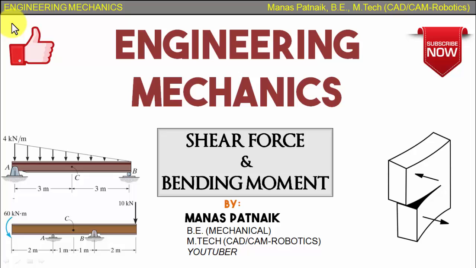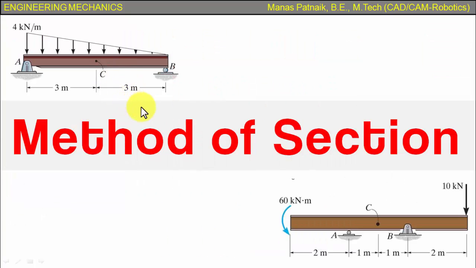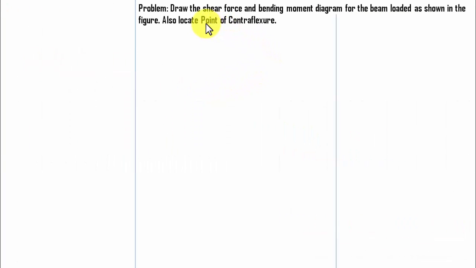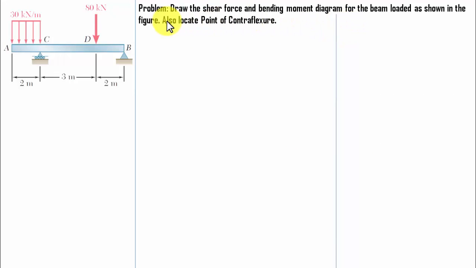This is your friend and tutor Manas, and today let's continue with our discussion on SF and BM diagrams. Okay, now the method that we're going to be discussing again is the method of sections. So let's take up a problem based on this method. Here we go. Draw the SF and BM diagram for the beam loaded. Also locate point of contraflexure.